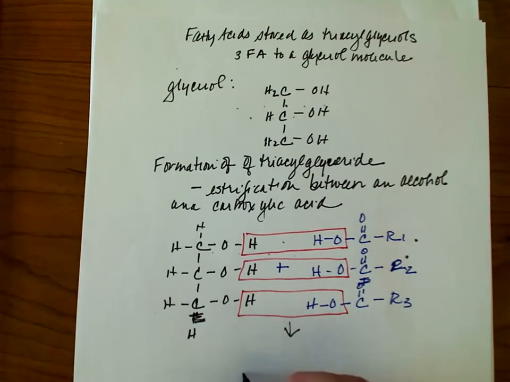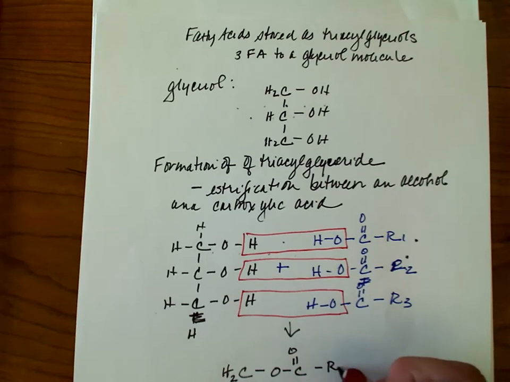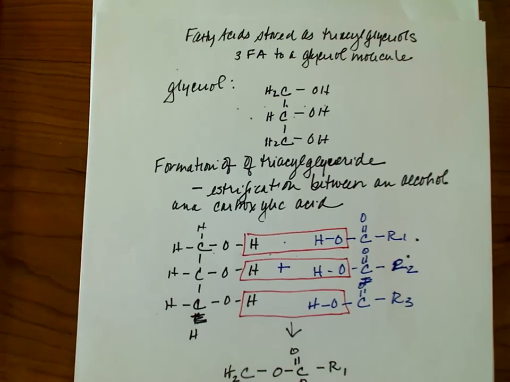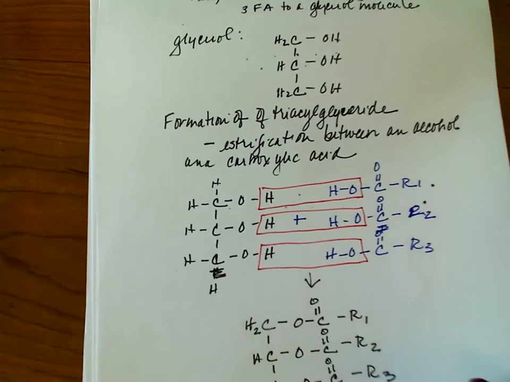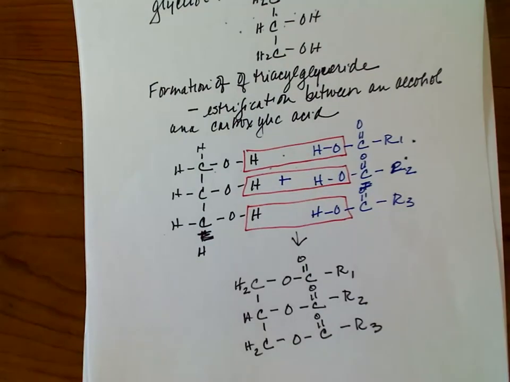So now we have CH2, O, C, double bond O, and this first alkyl group. It's our second fatty acid. And then that ester linkage of our third fatty acid. Okay. So you should be able to draw also a triglyceride for me.